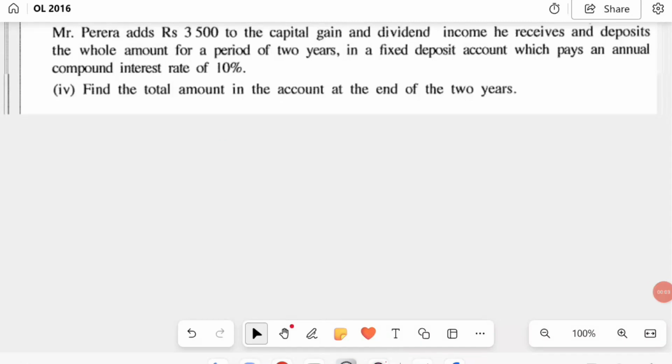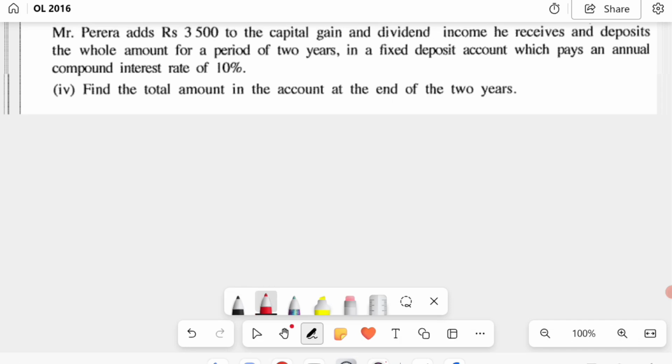Mr. Pereira adds 3,500 rupees to the capital gain and dividend income he received and deposits the total amount for a period of 2 years in a fixed deposit account which pays an annual compound interest of 10%. Find the total amount in the account at the end of the 2 years.